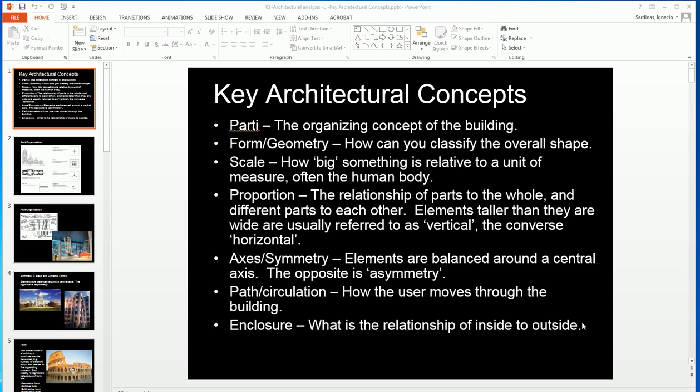Guys, I'm going to get started with this next presentation. One of the things that becomes important for you to understand about analyzing and studying architecture, especially in a survey history course like this, is that there are certain things and reasons that architects and designers use as devices for how they create buildings.